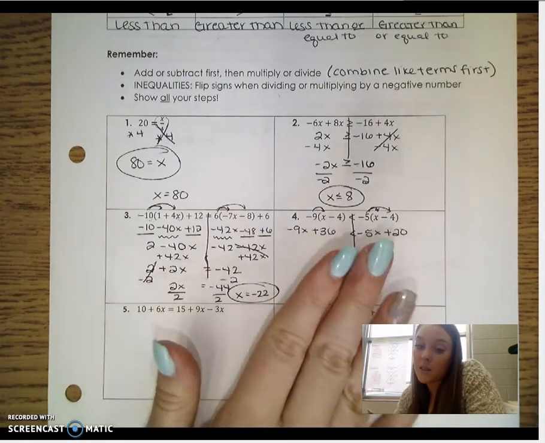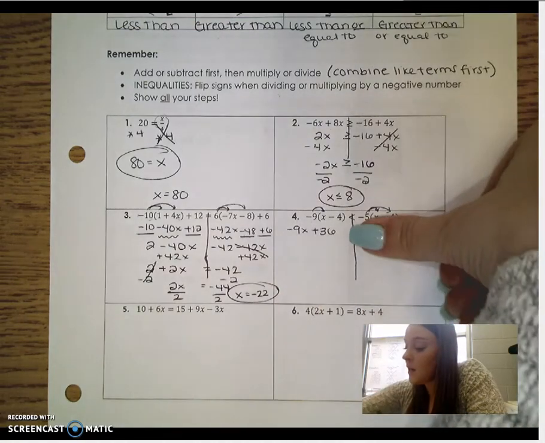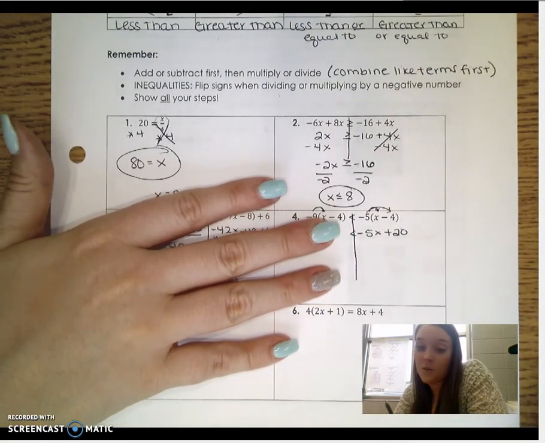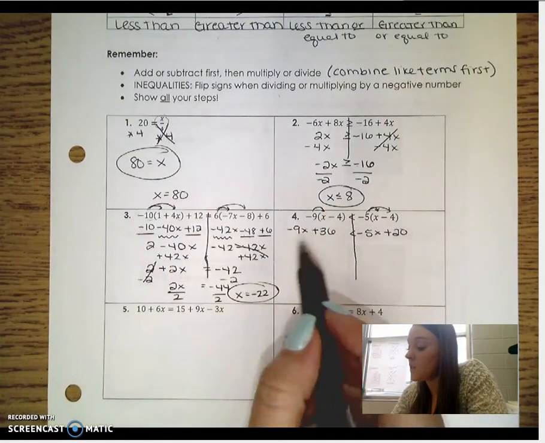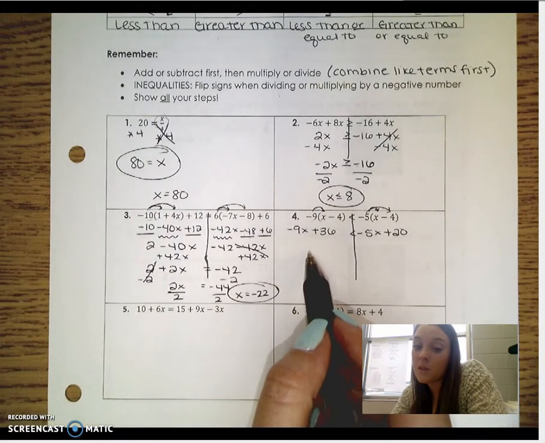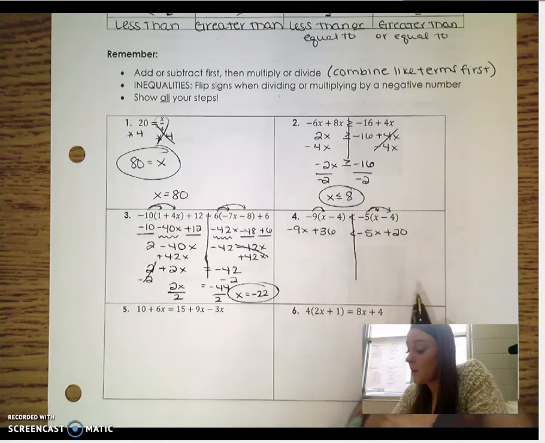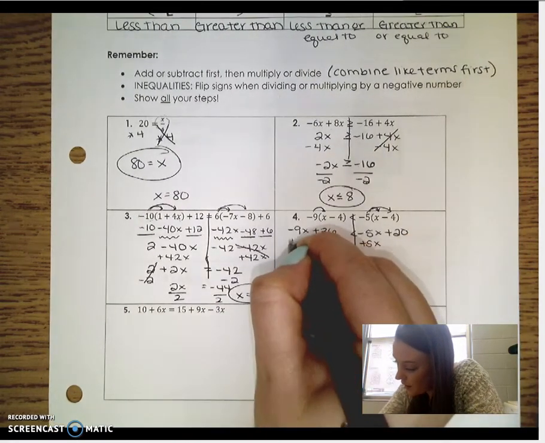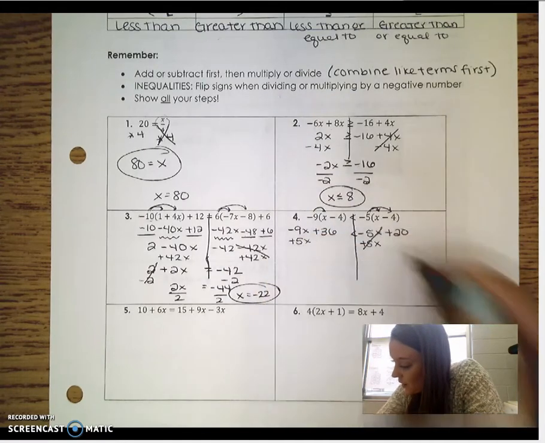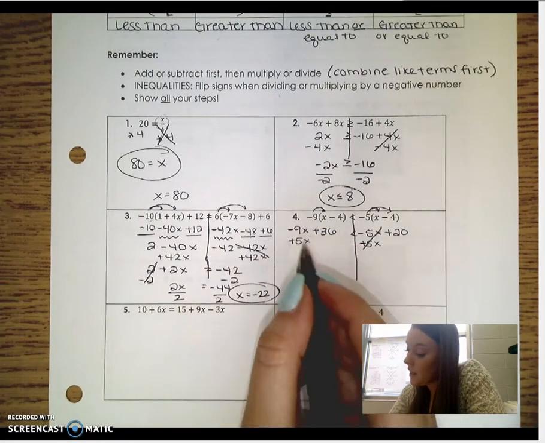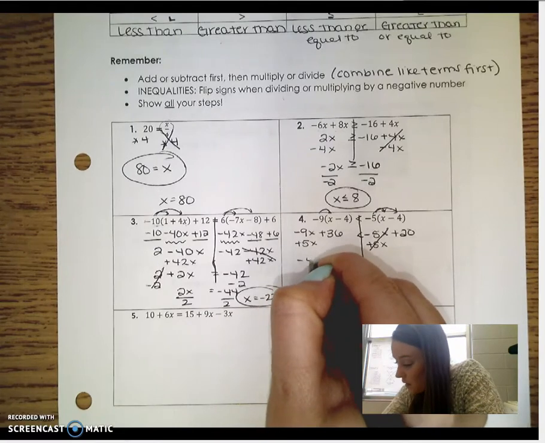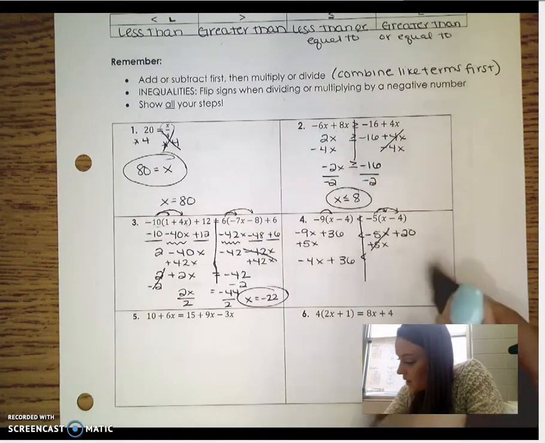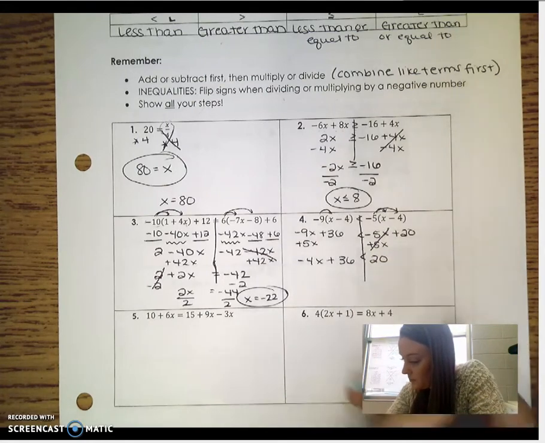I'm going to check to see if I have any like terms on each side. Negative 9x and 36 are not like terms. Negative 5x and 20 are not like terms. So now I have to get all my variables onto one side and all of my numbers onto the other. So I'm going to add 5x, add 5x. That cancels out on the right. Negative 9x plus 5x is negative 4x. I'm going to drop down this plus 36 is less than 20.